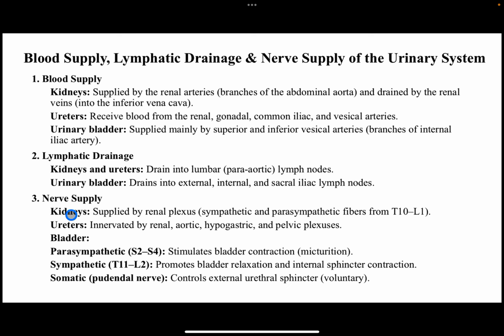For the nerve supply, the kidneys are supplied by plexuses of sympathetic and parasympathetic fibers from the thoracic 10 to lumbar 1 vertebra. The ureters are innervated by the renal, aortic, hypogastric, and pelvic plexus. The bladder is innervated by parasympathetic, sympathetic and somatic fibers. Parasympathetic S2 to S4 stimulate bladder contraction. Sympathetic T11 to L2 promote bladder relaxation and internal sphincter contraction. For the somatic, the pudendal nerves play a role in control of the external urethral sphincter, which is your voluntary control. That is why it's somatic or pudendal nerve.